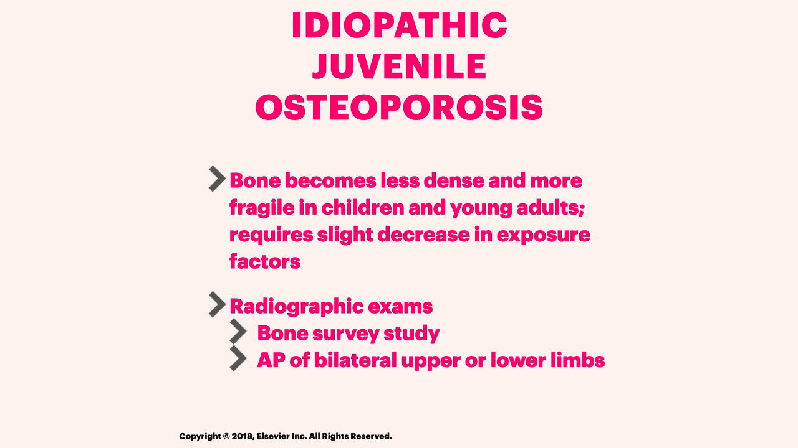Idiopathic juvenile osteoporosis. Bone becomes less dense and more fragile in children and young adults. Requires a slight decrease in exposure factors. You're going to do a bone survey study, an AP of bilateral upper and lower limbs.